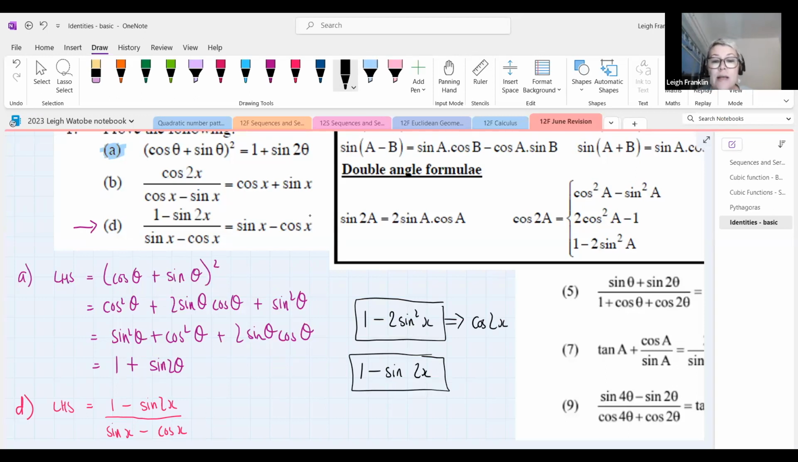So you've got your sine double angle. So expand that to 2 sine x cos x. So in your numerator, you should actually have 1 minus 2 sine x cos x. Oh, okay. Completely different to what you thought. Yes, ma'am. Okay.